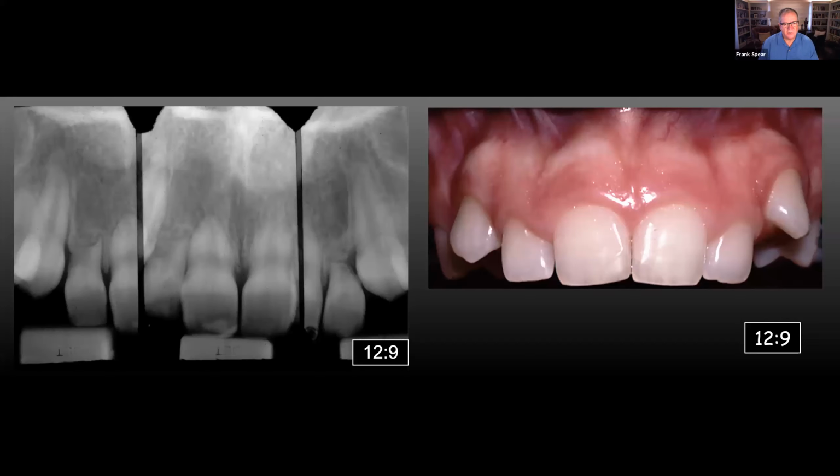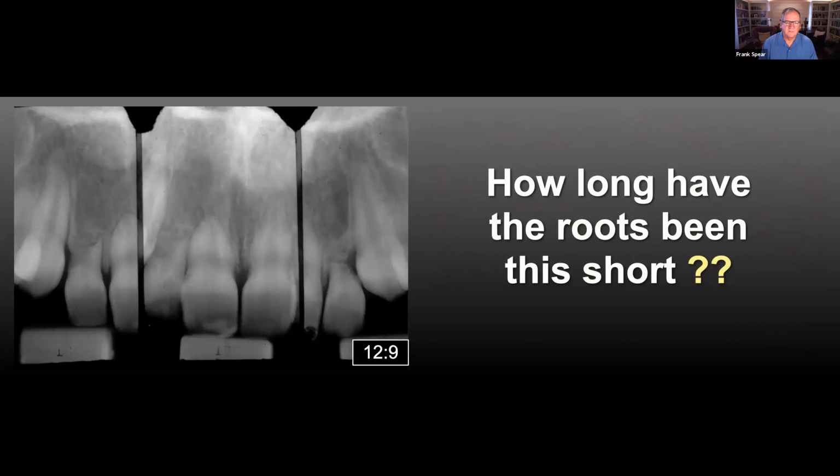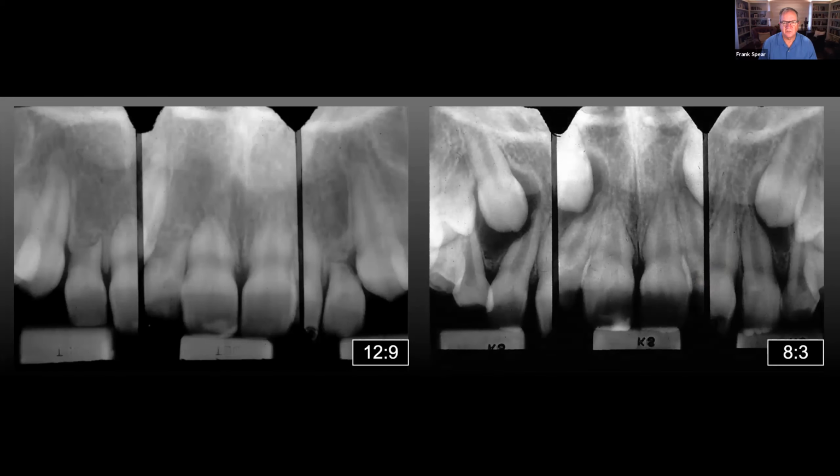So here she was when she was 12, almost 13, 12 years, 9 months, she saw Vince Kokich. Vince's first question, how did this happen? How long has it been this way? Well, he needed to get old radiographs. Thankfully, he could get them from her dentist. Here's what she looked like at age 8. What caused the resorption? The cuspids. The cuspids coming in on top of those lateral incisors is what caused the resorption.